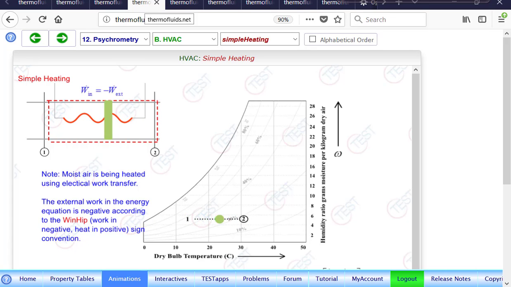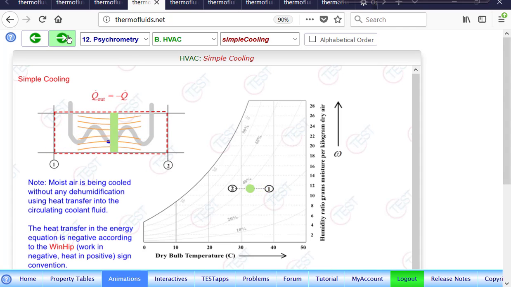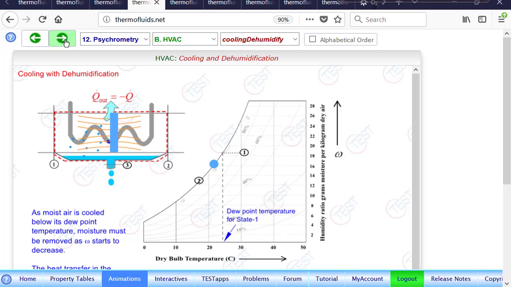Now if you go over a few psychrometric processes, in simple heating, moisture is being heated, and as you can see, temperature is increasing and relative humidity is decreasing, while omega, the specific humidity, remains constant. So different processes, like you can browse through. This is simple cooling, cooling and dehumidification. Maybe we'll try to solve a problem like that, where moisture is coming in, heat is removed, and we'd like to know how much condensate is coming out and how much heat transfer is required given a state 1 and a desired state 2.